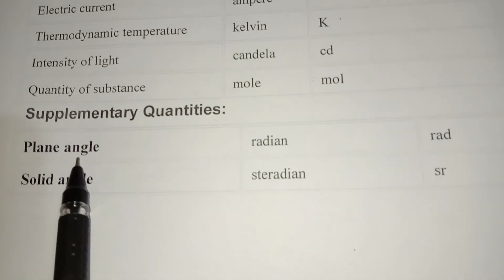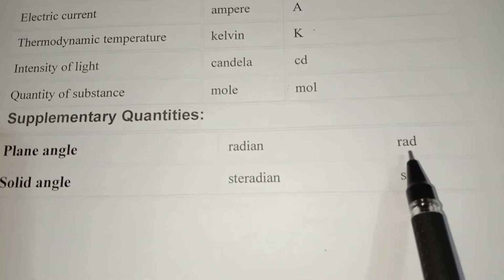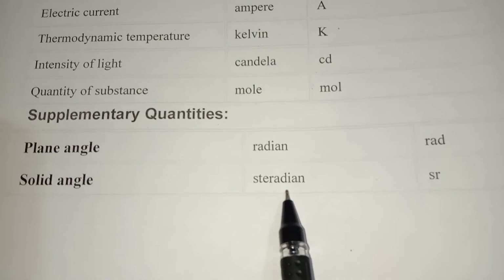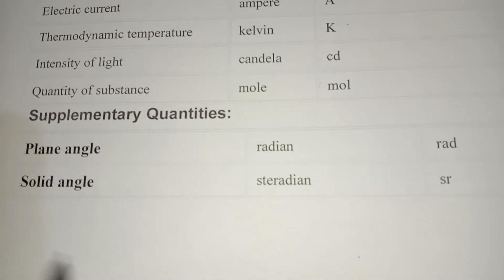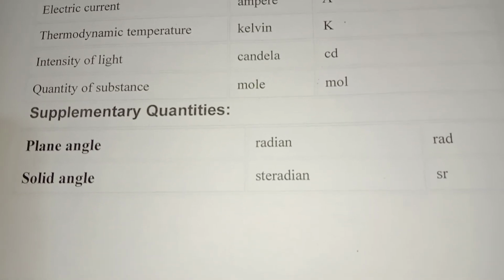So the unit of plane angle is radian and it is represented by rad, and the unit of solid angle is steradian and it is represented by sr. So these are the two supplementary quantities. The details about these will be discussed in our upcoming lecture.